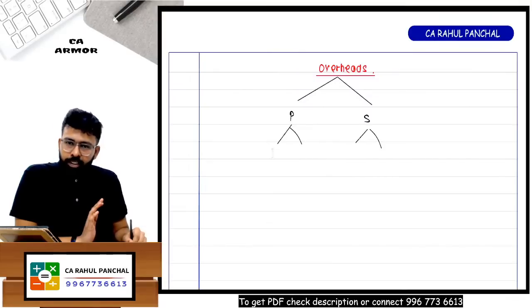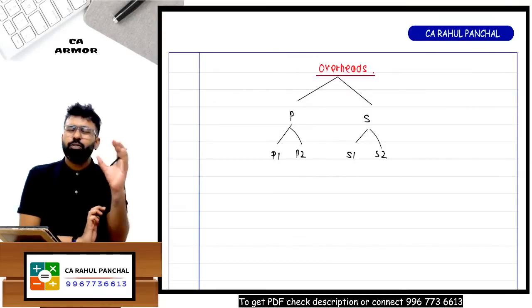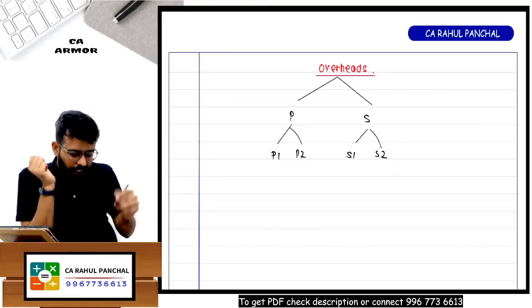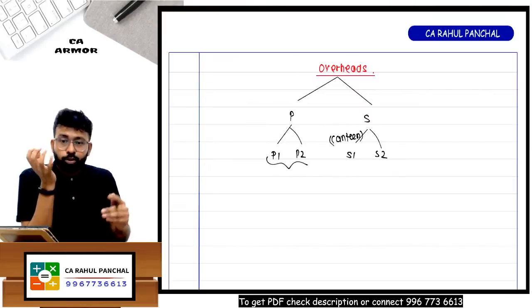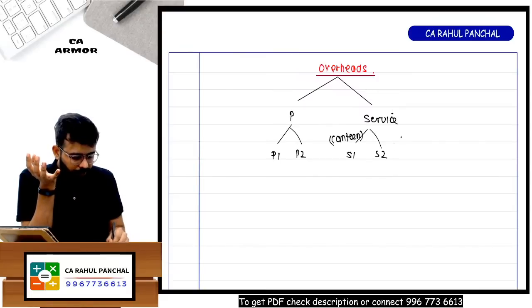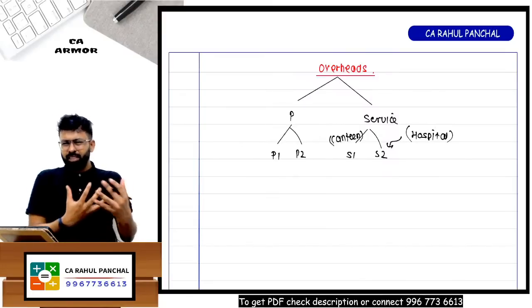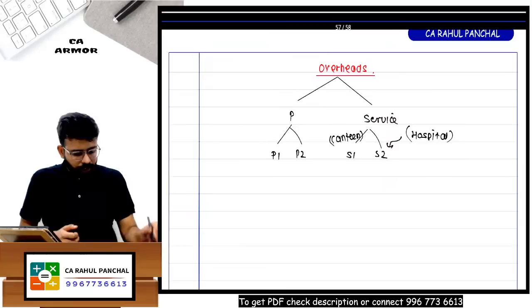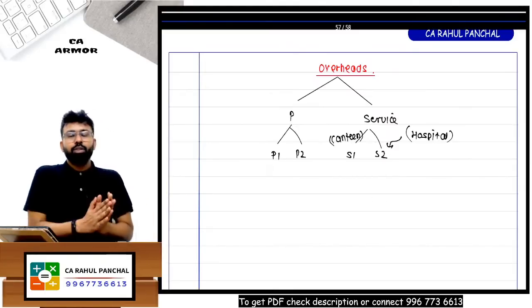That is P1 and P2, and there is S1 and S2. P1 is manufacturing and P2 is the assembly department. Sir, S1, S2, can you differentiate? Yes, let us say S1 is the canteen, which provides food service to the people who are working. It is providing a service, that is why it is known as a service department. And S2, let us say, is the hospital. It provides medical service, medicines and everything, to the people who are working. If they feel hungry, they will come to the canteen. If they are not feeling well, they will come to the hospital. So these are service departments.